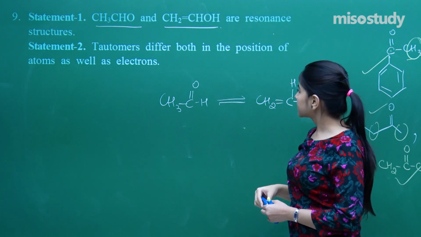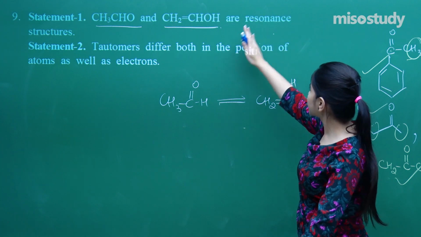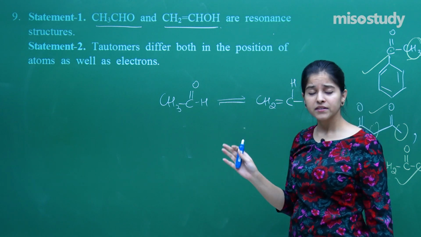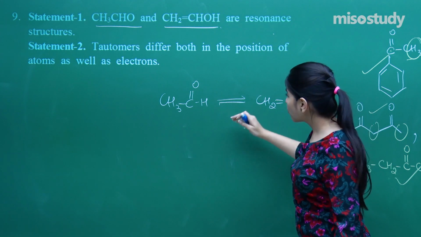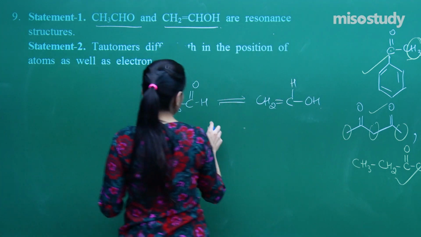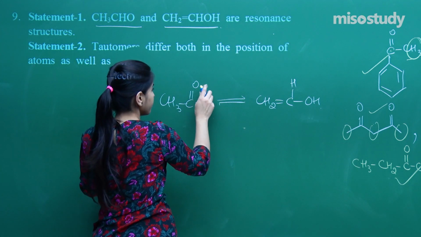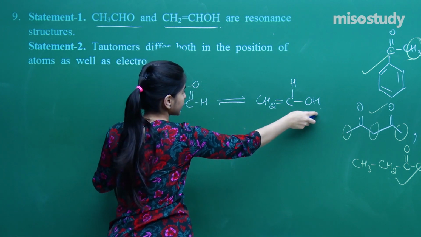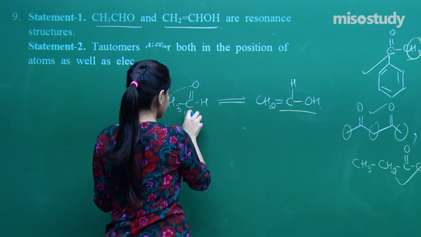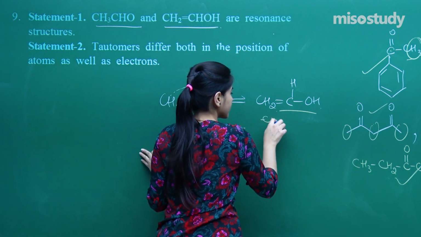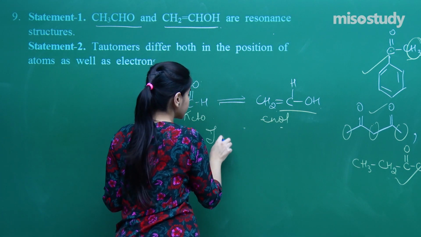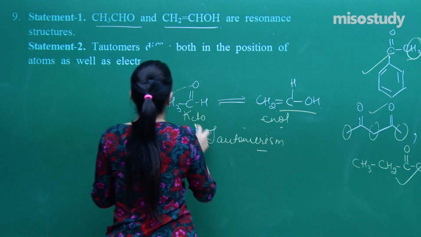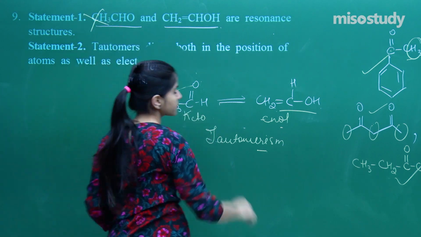So if you see over here, these two have been depicted as the resonance structures. Do you see any kind of a resonance over here? I don't see it. I only see the tautomerism going on over here. So the tautomerism will be, this hydrogen will be abstracted towards the oxygen, and that is what we get. So this is keto form, that is enol form. That means this is nothing but the tautomerism, making this statement number 1 incorrect.